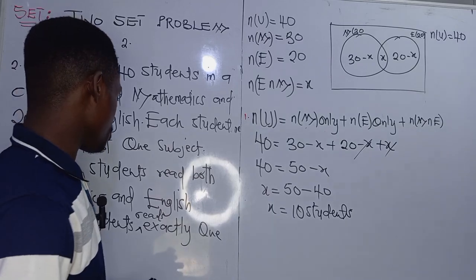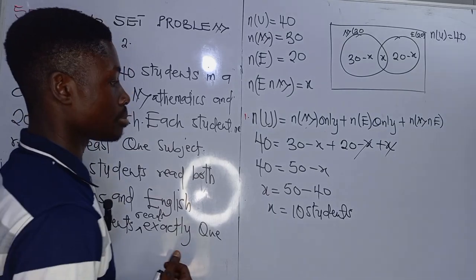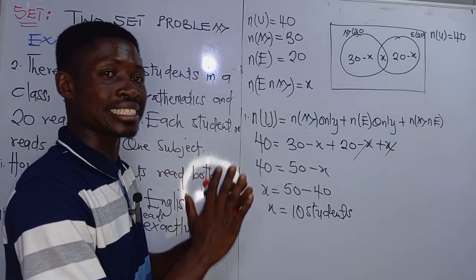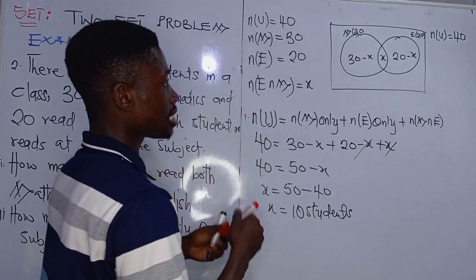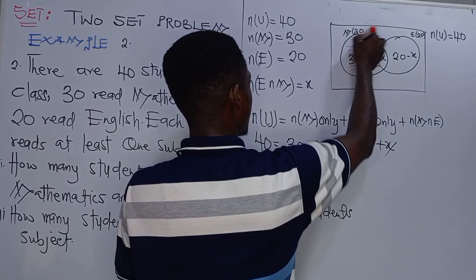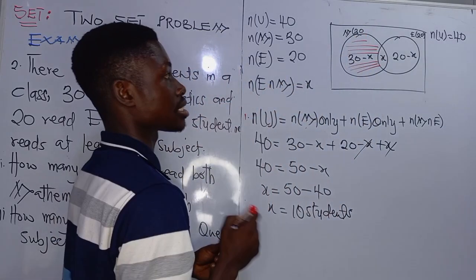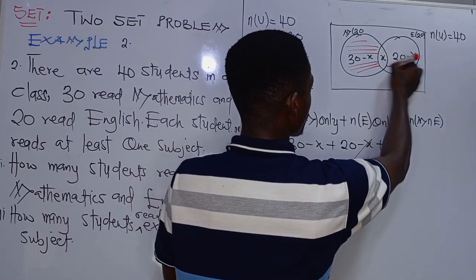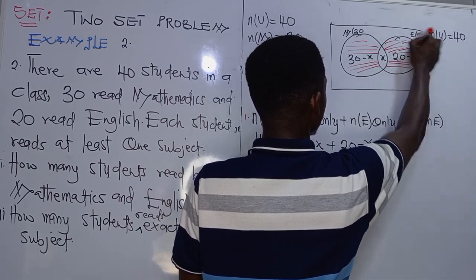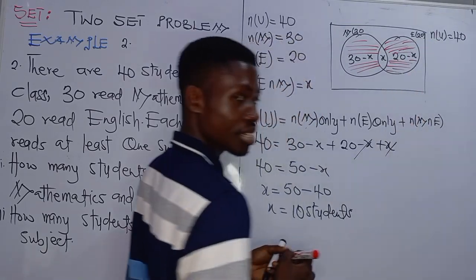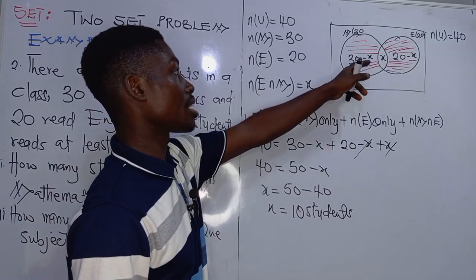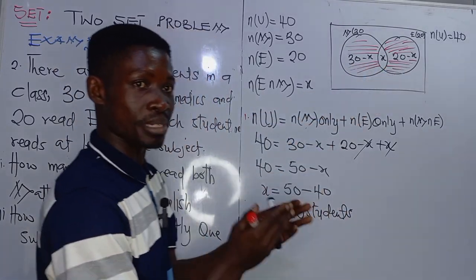Now let's look at the second question. How many students read exactly one subject? So we want to find the number of students who read only one subject, or exactly one subject. So realize that this region represents students who read only mathematics, and that is what? Only one subject, exactly one subject. And this region also represents the number of students who read English only, and English only is what? One subject. So to find the number of students who read exactly one subject, we are going to find this region and then this region, and then sum them together.